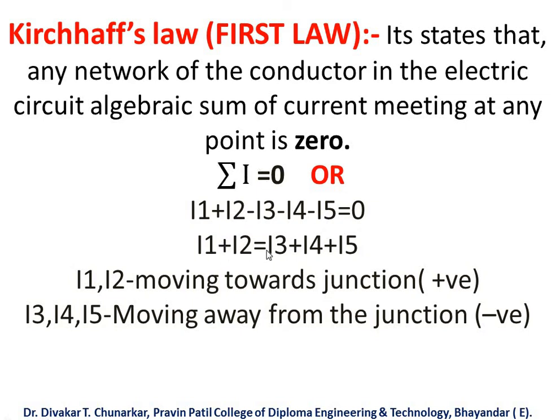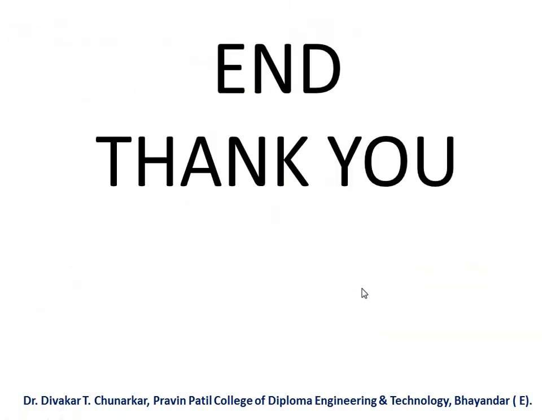So I1 plus I2 equal to I3 plus I4 plus I5. I1 and I2 are moving towards the junction, and I3, I4, I5 are moving away from the junction. So the outgoing currents are negative, and I1 and I2 are positive.